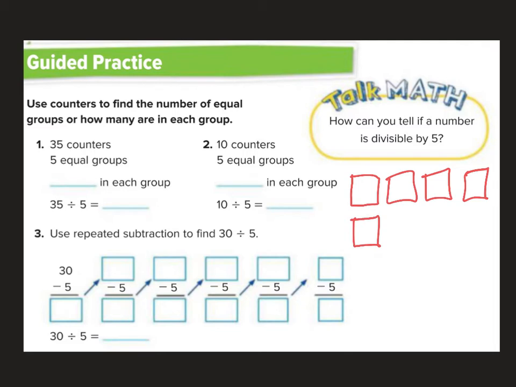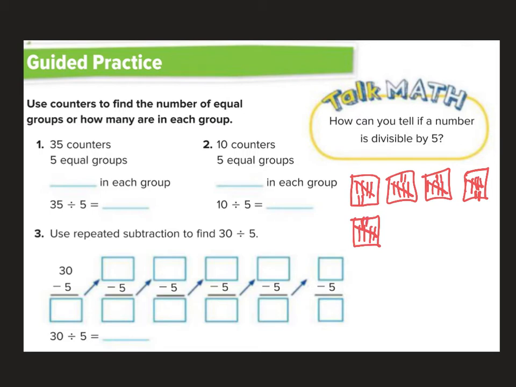And then 35 counters. So I'm just going to do tally marks. 1, 2, 3, 4. Getting too close to the edge. 4, 5, 6, 7, 8, 9, 10, 11, 12, 13, 14, 15, 16, 17, 18, 19, 20, 21, 22, 23, 24, 25, 26, 27, 28, 29, 30, 31, 32, 33, 34, 35.